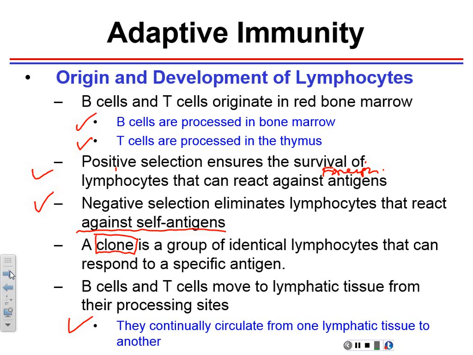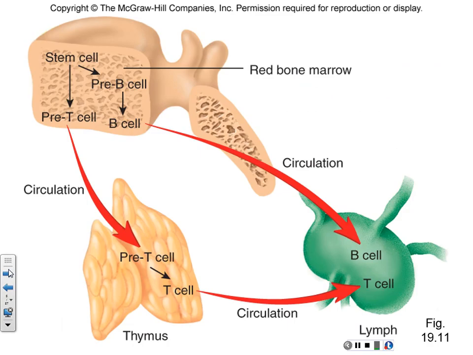All right, so that's that. Anyway, we know how the B cells mature in bone and then migrate to lymphatic tissue, and the pre-T cells go to the thymus, and after that, they will still migrate to lymphatic tissue.